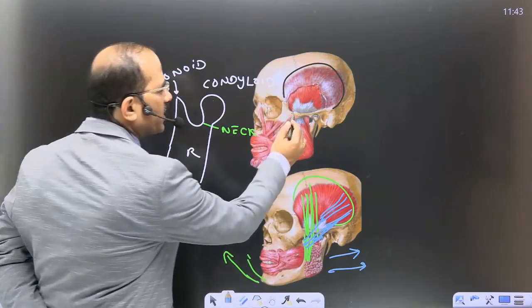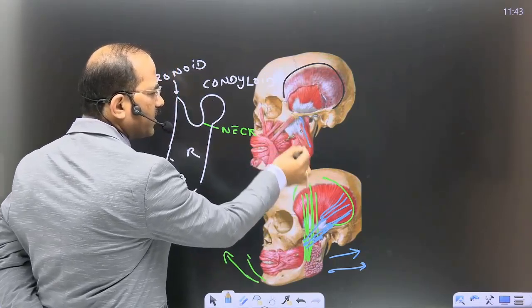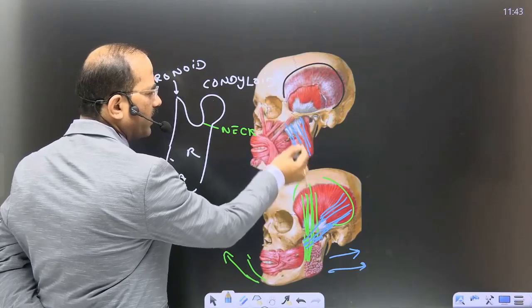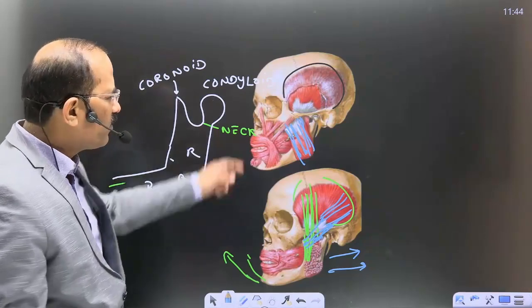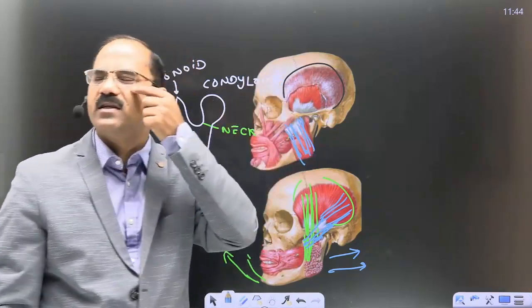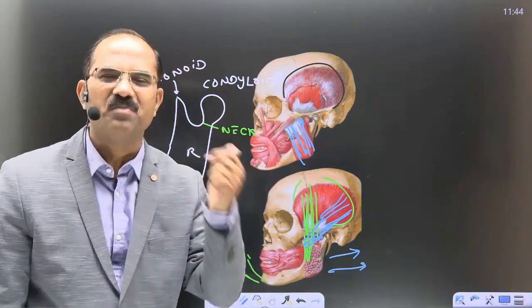A muscle which begins from the zygomatic arch and comes and gets inserted on the angle of the mandible. Angle, but outside. Simple. This muscle is the masseter muscle.